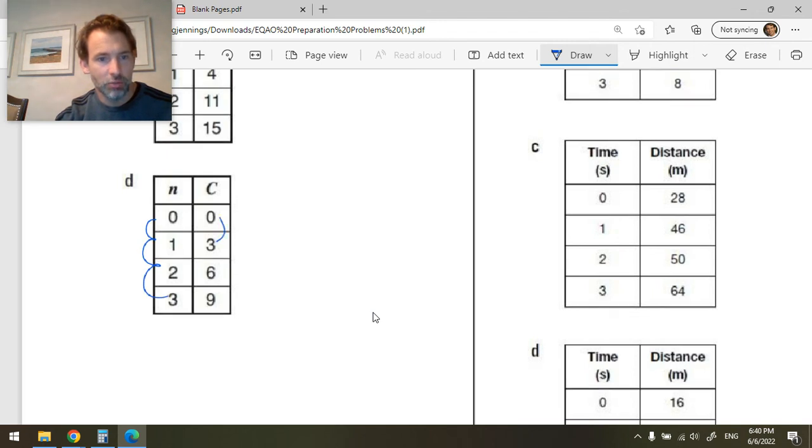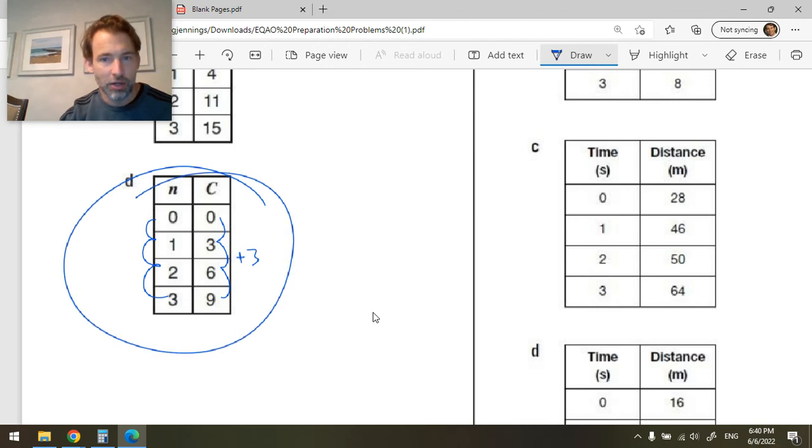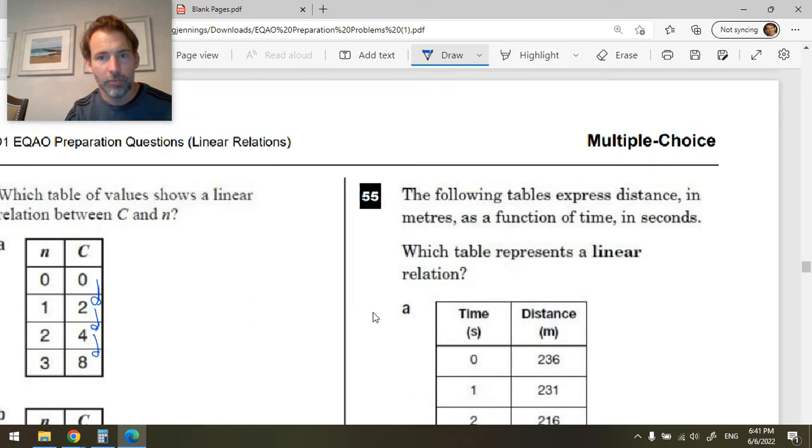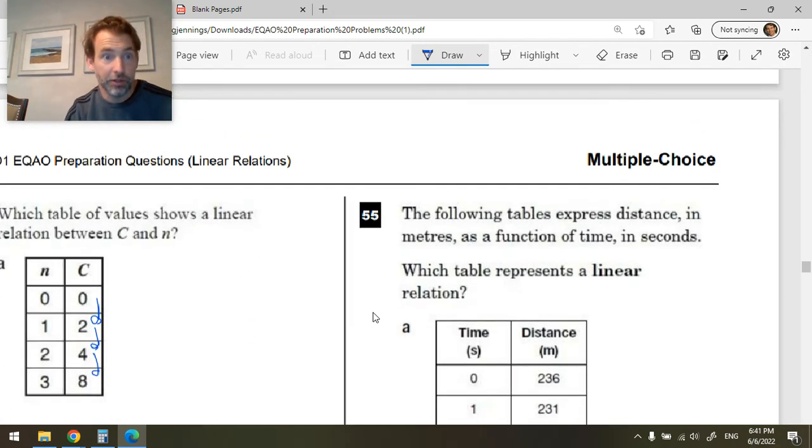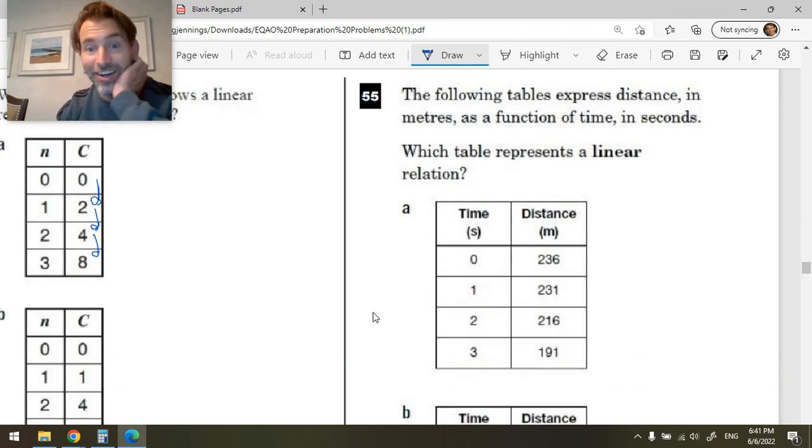So I have that there. 3, 6, 9. This is growing by plus 3 each time. D is the correct answer. Just do your first differences. You can do it very quickly. It's good math practice. All right. Imagine that. Math practice. Here we go.